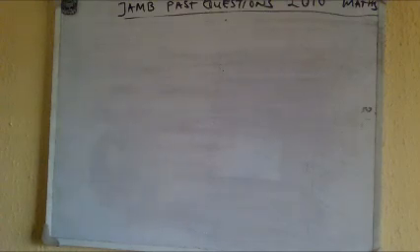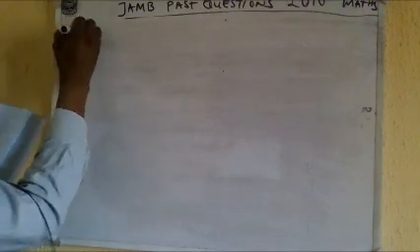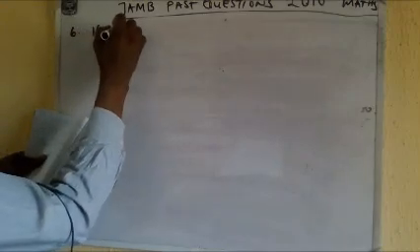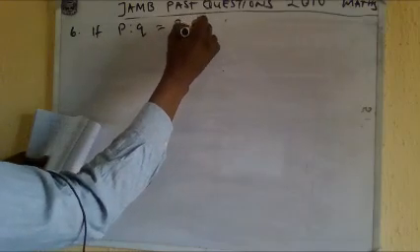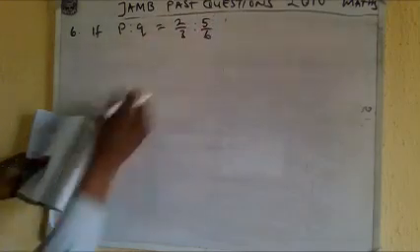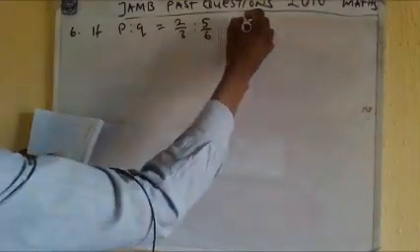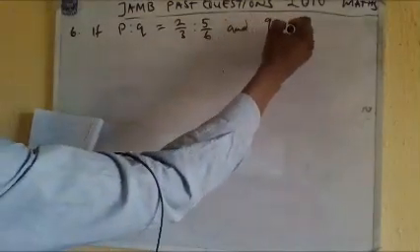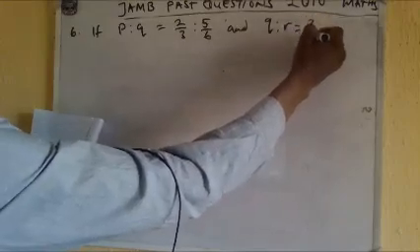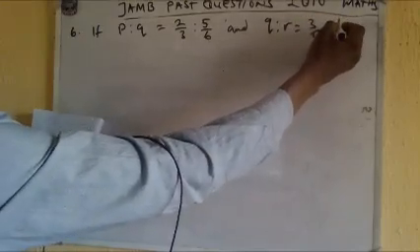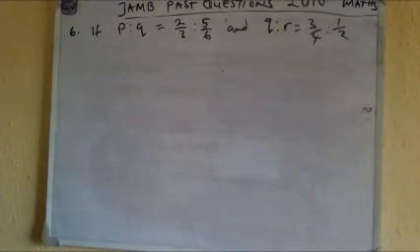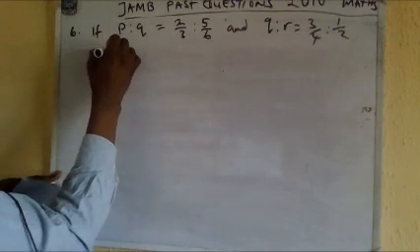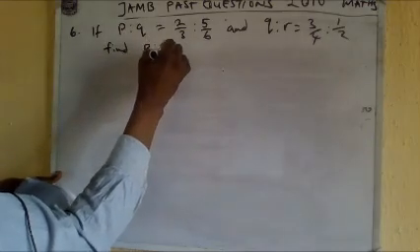So number 6 says, if P to Q is equal to 2 over 3 to 5 over 6, and Q to R is equal to 3 over 4 to 1 over 2. Okay, find P to Q to R.